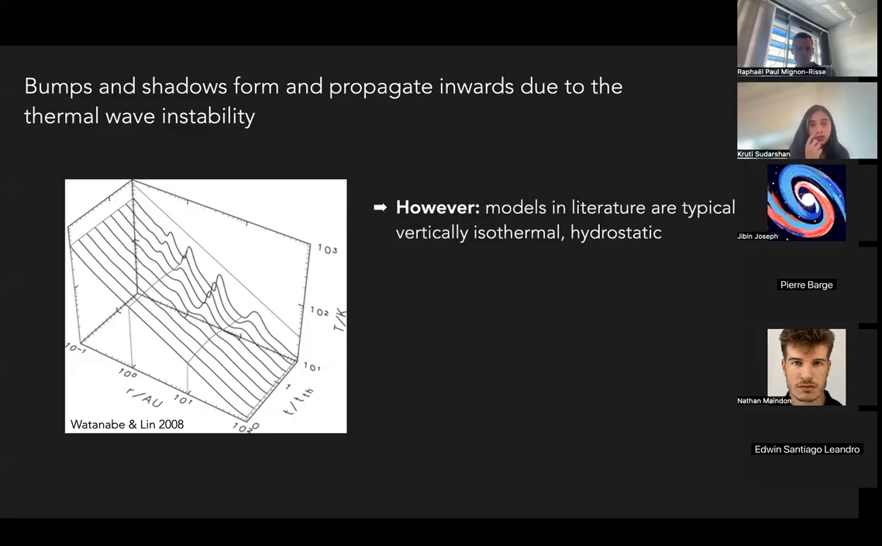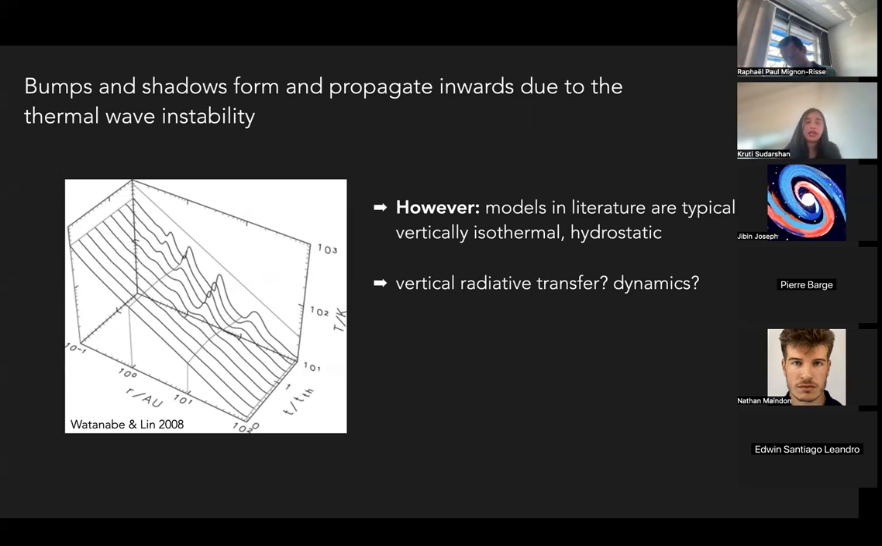There are some caveats to modeling this in 1.5D or 1D. Most of these models are vertically isothermal. What that means is that anything that happens at the surface of the disk is instantly propagated to the midplane. This is not actually realistic, because vertical radiation transfer happens on a certain timescale that's not instantaneous. And most of these models are also hydrostatic. So what about vertical radiation transport, and what about 2D dynamics?